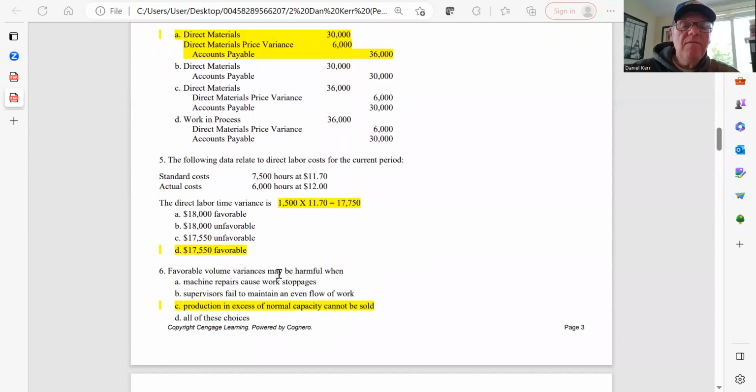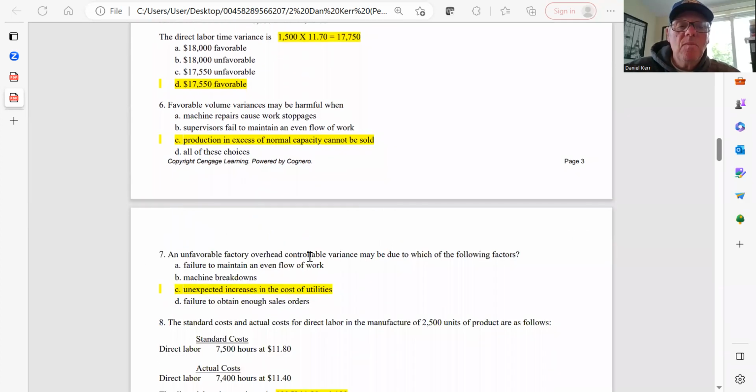6, a favorable volume variance could be harmful. Well, why would a favorable volume variance be harmful? What that means is that you produced more units than you expected to produce. And really the only downside of this is that you may actually produce more stuff than you can actually sell. So that would be the danger. Remember, if you have a favorable volume variance, that means you end up producing more units than you had planned. So if you can't sell those units, that's a problem. So the answer there is C.